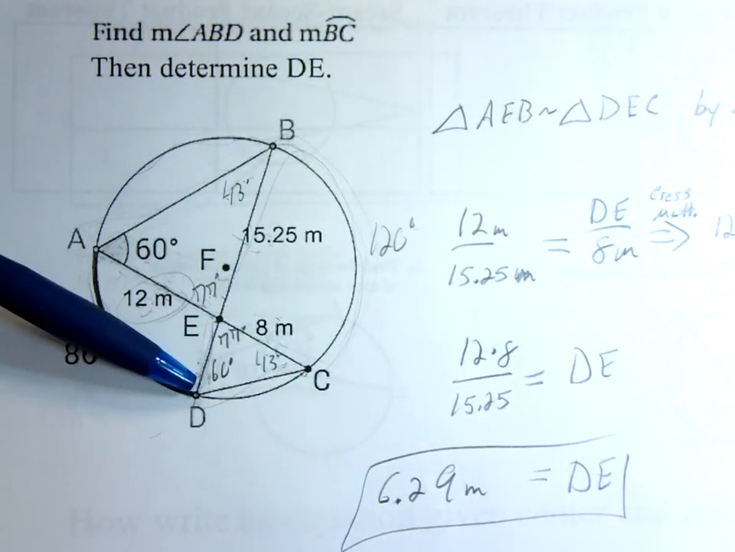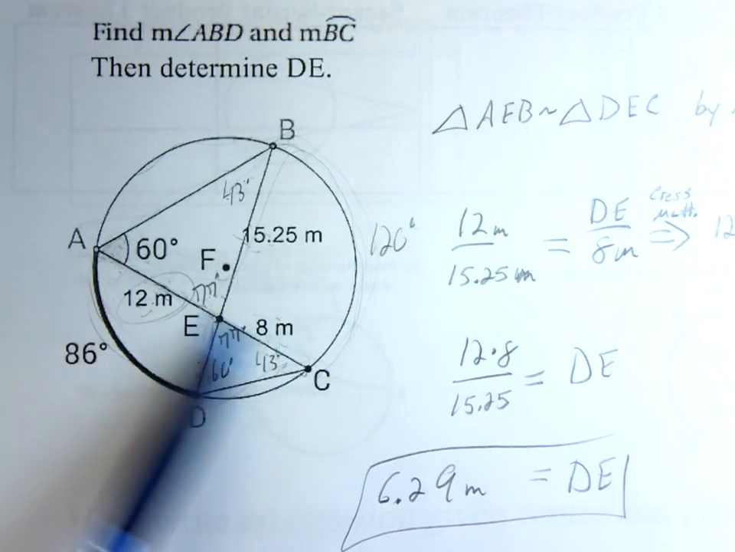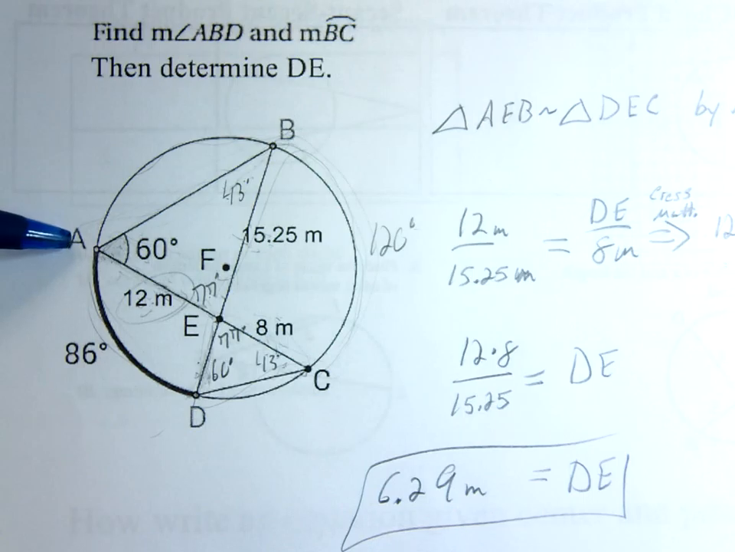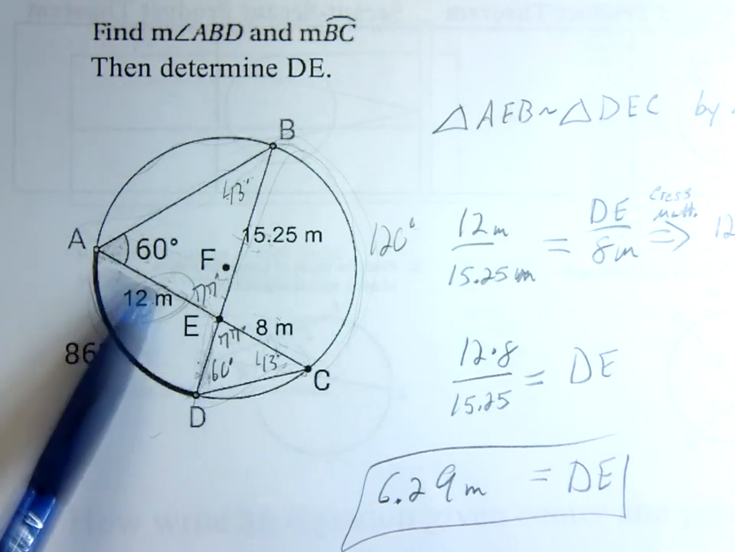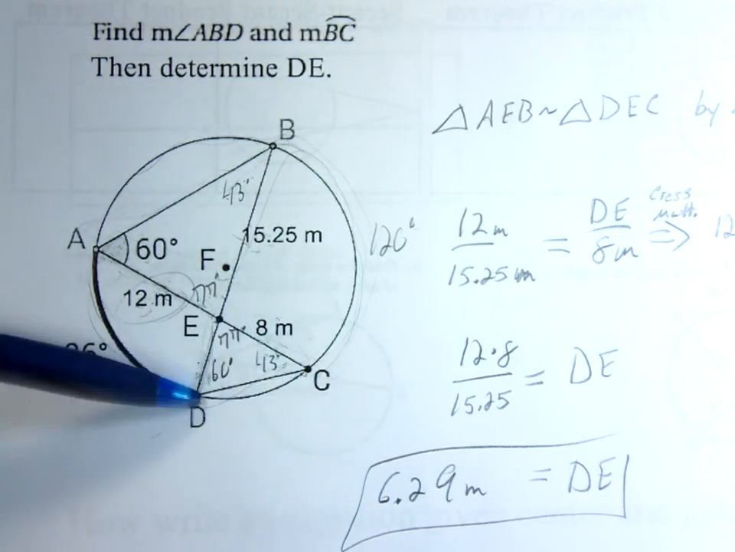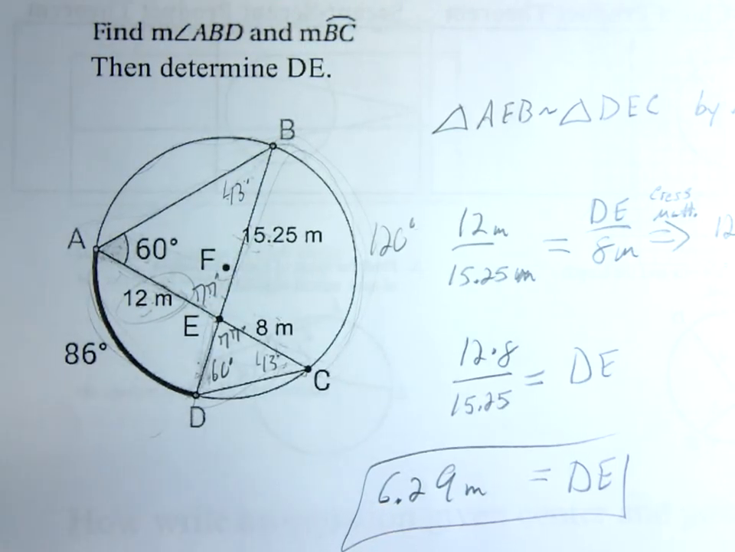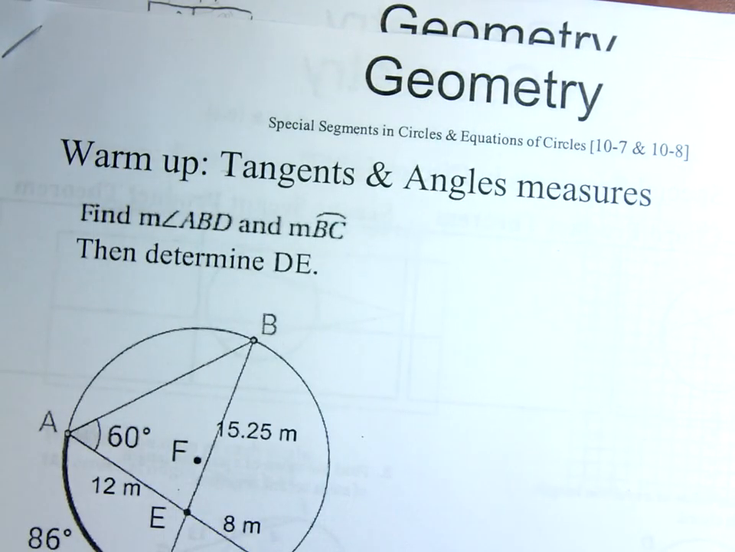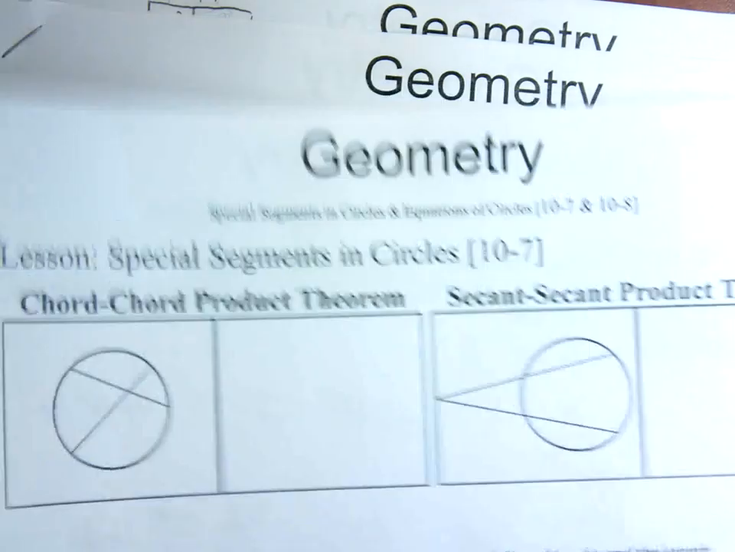You see those pieces? It seems that we have two chords here crossing, correct? DB and CA, they're crossing. And when they cross, these pieces, when we multiply them, are equal to these pieces when we multiply them. So that's true because we have similar triangles we just found out. This is the theorem you're going to do on the next page. Please turn the page. This is our very first theorem. It'll be the chord product. It'll be this one.